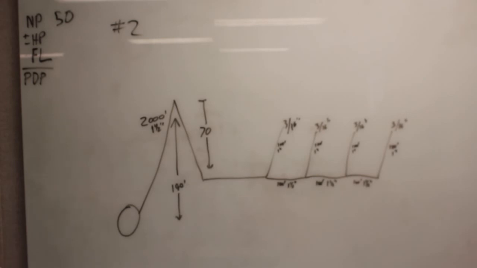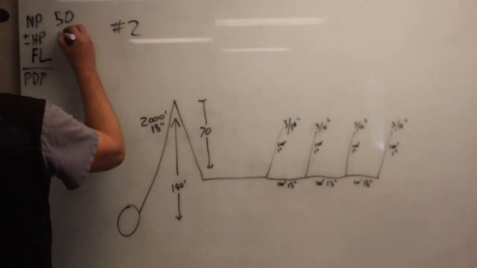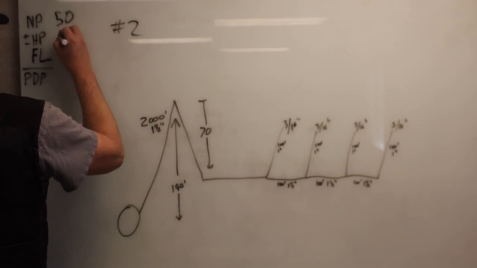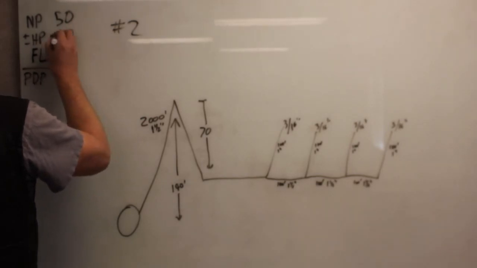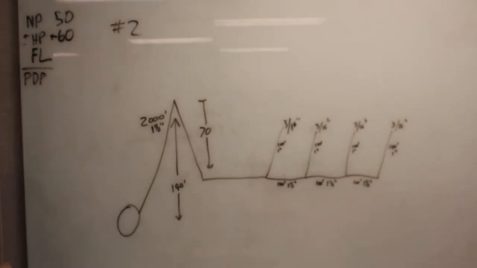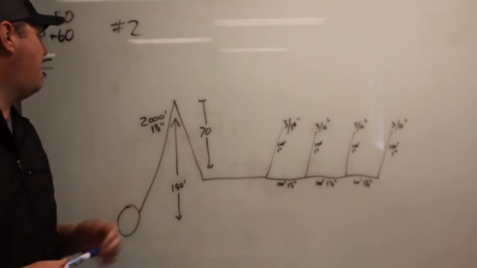If I'm looking at 120 feet, that's half my elevation for my head pressure. So I have 60 PSI for head pressure. And it is a plus. I am still going uphill more than I am going downhill.